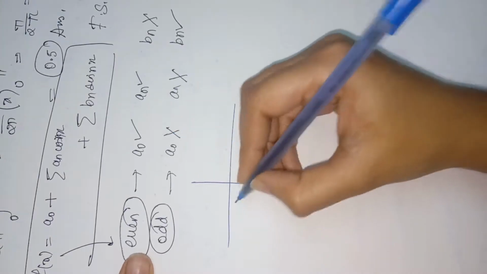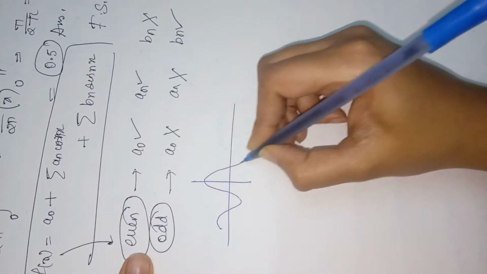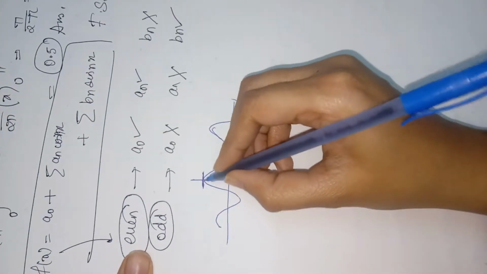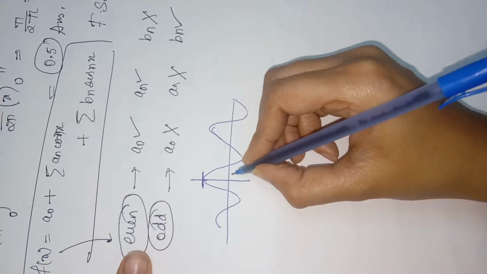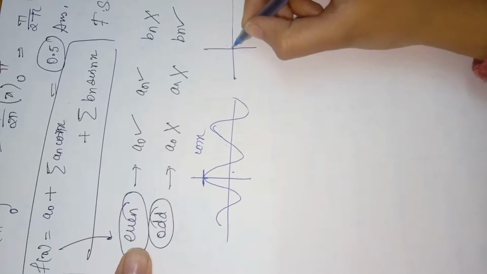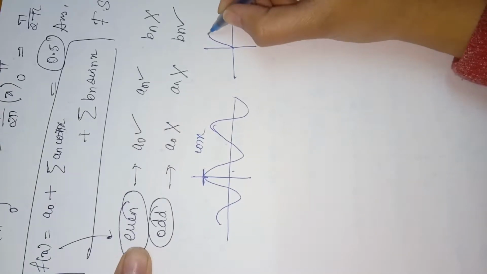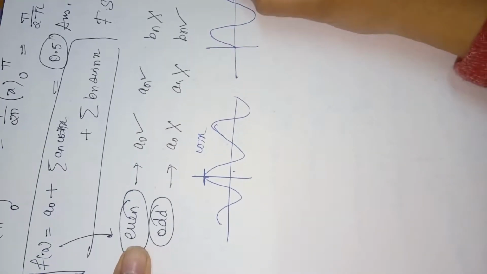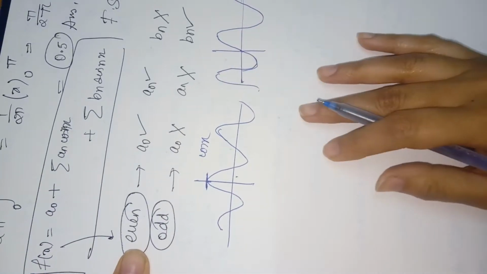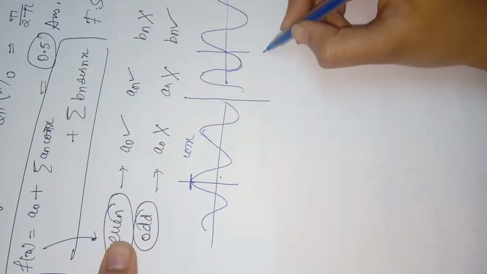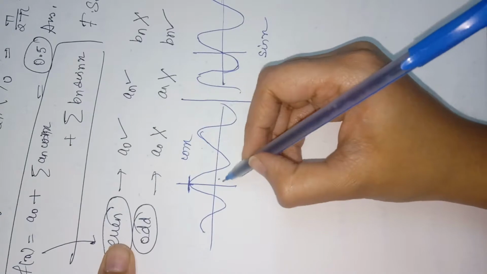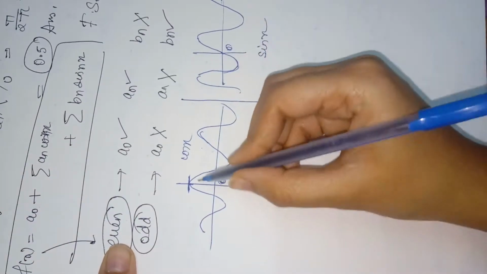So what does my cos function look like? This is my cos function, because it is 1 at 0. What is the sine function? It is 0 at this point. At pi by 2, it has a maximum value, and like this. I'm not able to make it symmetrical, but it is symmetrical. So this is my sine function and this is my cos function. It is at the origin symmetrical.